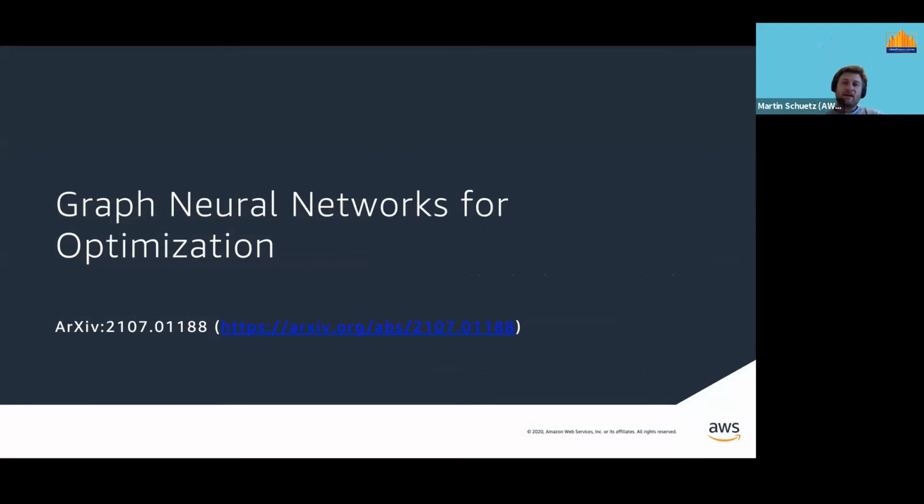Okay, so now we have put together all puzzle pieces. Let me maybe pause here for a second. Are there any questions so far? On a high level, we have talked about graphs, we've talked about combinatorial optimization problems, and we have talked about this new tool of graph neural networks that accepts graphs as input structure.